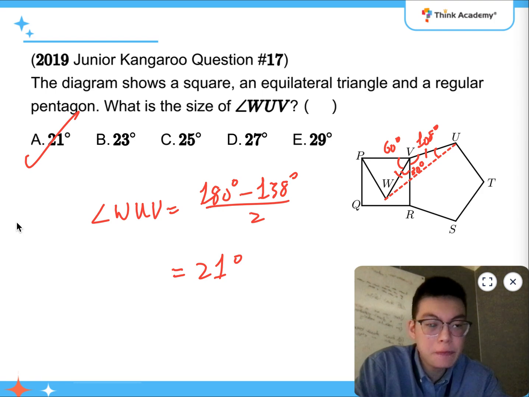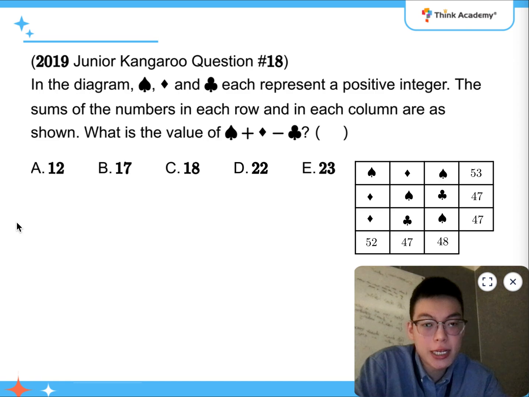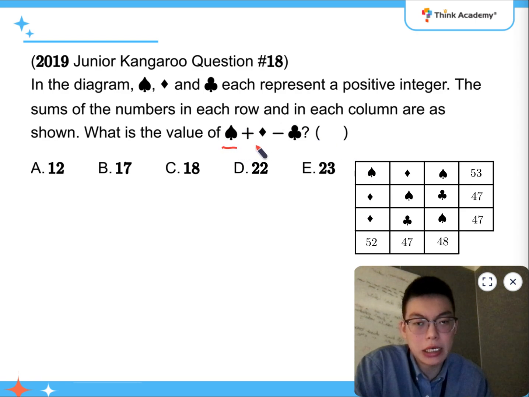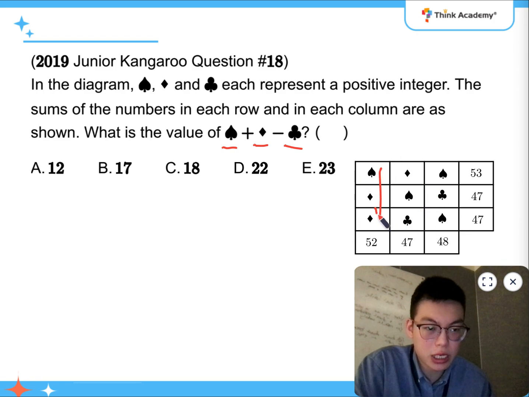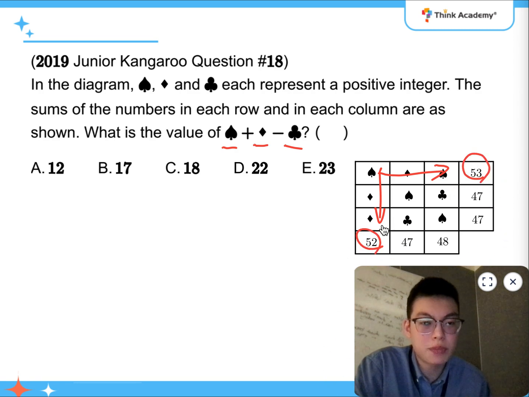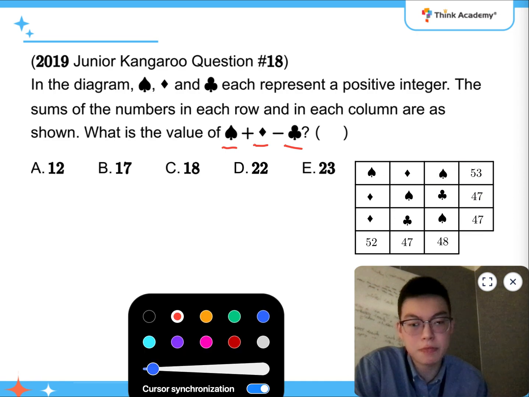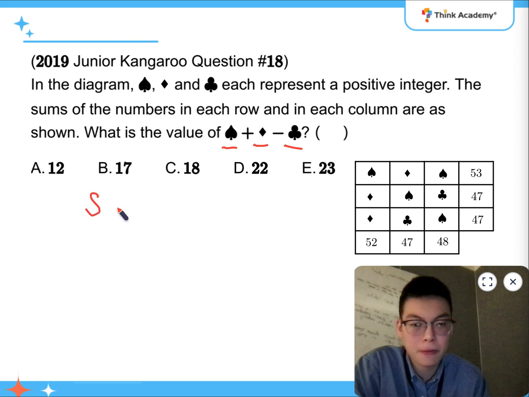That's question 17. As for question 18, this is like a simultaneous equation grid. We want to find the value of spade adding diamond subtracting club. So we can observe this table first to see what is different there. If you look at the first column and the first row, you can see that they are 53 and 52, just because a diamond has been swapped for a spade, which means that a spade is equal to 1 more than a diamond.